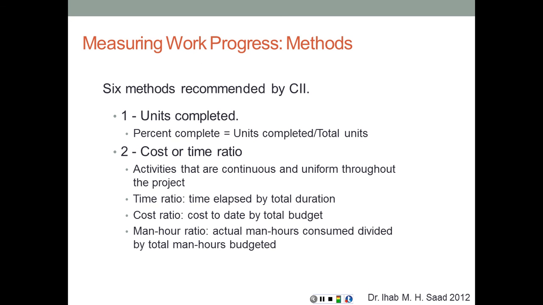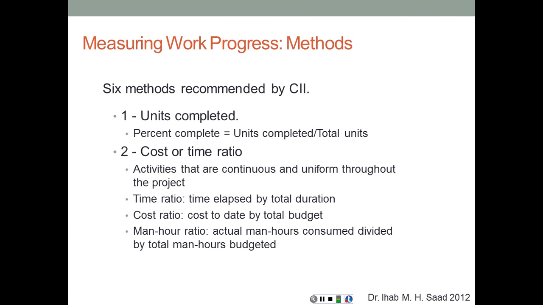So the Construction Industry Institute, which is a think tank for the construction industry, including all the big contractors and all the big clients in the US, and that's a huge organization that does research on construction and construction management. It has identified through best practices 6 different methods for progress measurement. And these methods are, the first one is units completed.